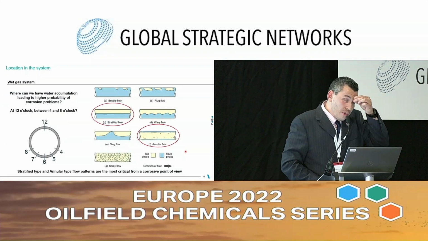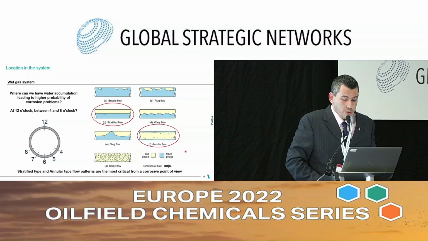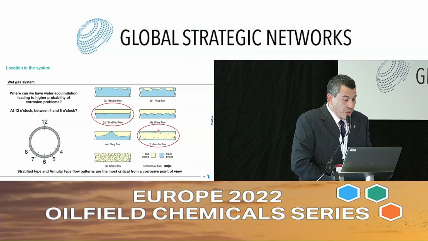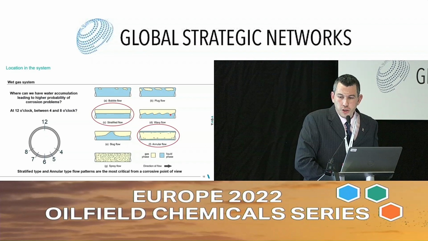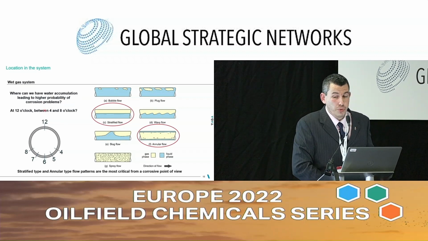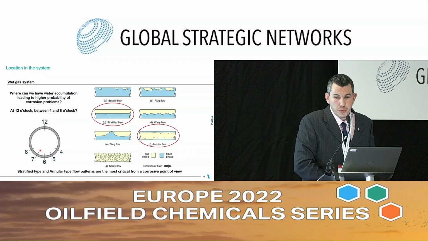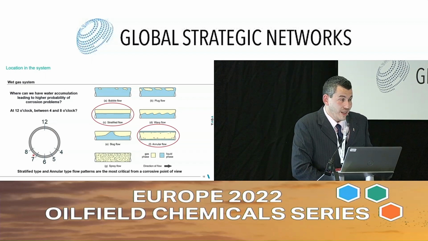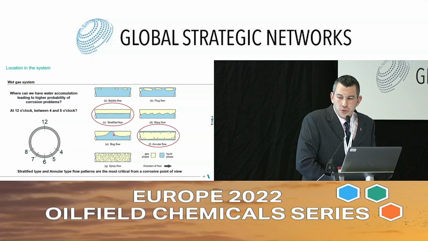Another way to define where to install the corrosion coupons is to use mathematical models to define the flow pattern that you expect to have. And then you need to ask yourself these kinds of questions. Where can we have water accumulation leading to higher probability of corrosion problems? At 12 o'clock, between 4 and 8, meaning at the bottom of the line? You need to answer those questions because depending on the flow pattern, you will have different challenges.